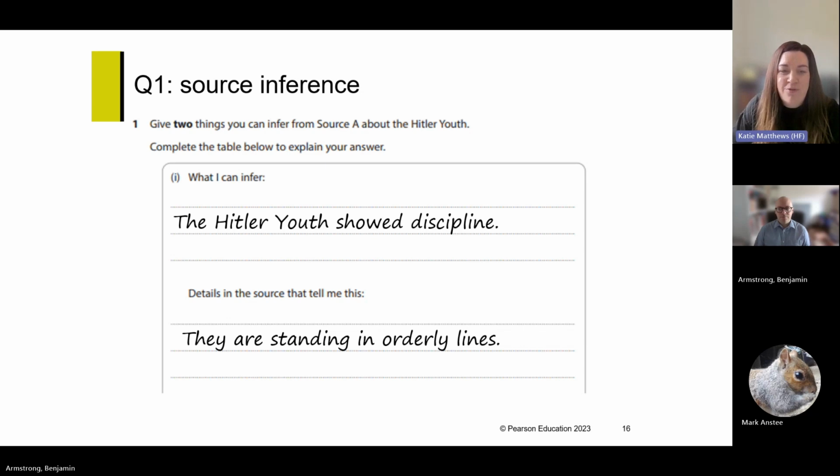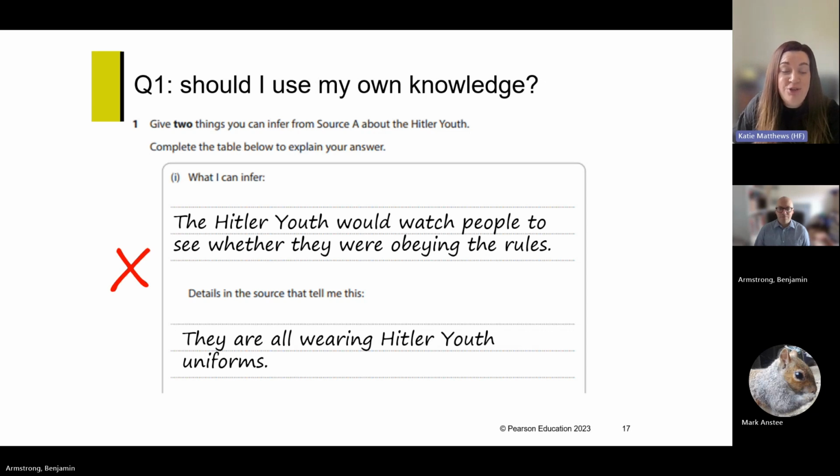But where do a lot of students go wrong? Well, it comes around the use of own knowledge. So should you use your own knowledge in this question? Absolutely not. An inference is just using what the source is presenting to you. So although this student is factually correct in what they're saying, the Hitler Youth would watch people to see whether they're obeying the rules, you can't work that out from the source, so you wouldn't get any marks for that. And although the source detail is correct, because the inference isn't correct, this student wouldn't be awarded any marks. So be careful not to make that mistake.